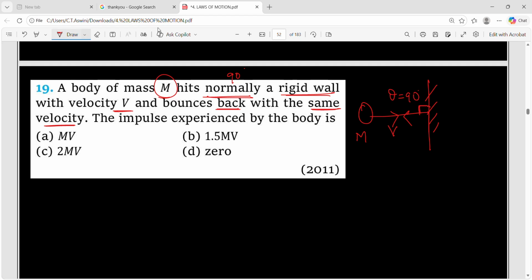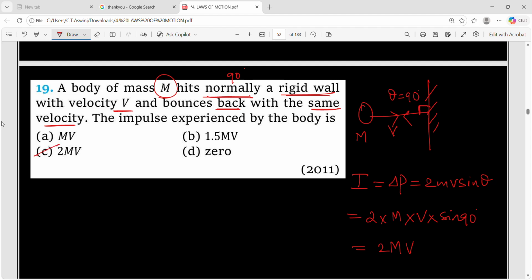Fine. The impulse experienced, same formula. Impulse is equal to change in momentum. But this time will you consider 2mv sine theta or cos alpha? This time theta is given, the angle with the wall is given. So 2mv sine theta, where m is capital M, V is capital V. Theta is 90 here. What is sine 90? Sine 90 is 1. So 2MV. The answer is option C. Very easy.